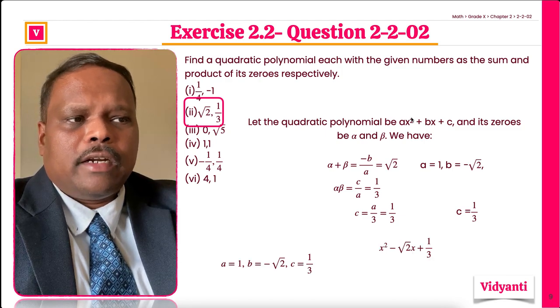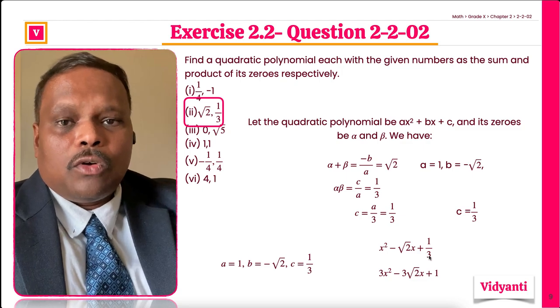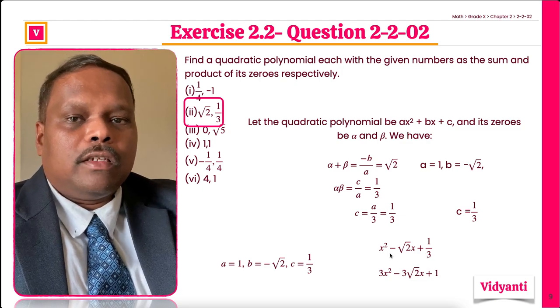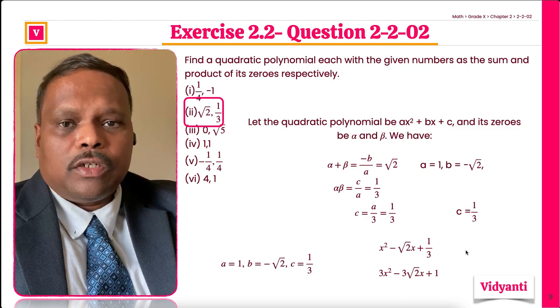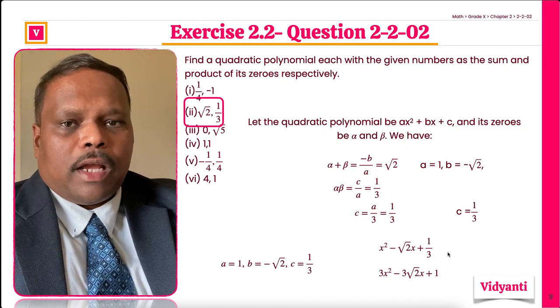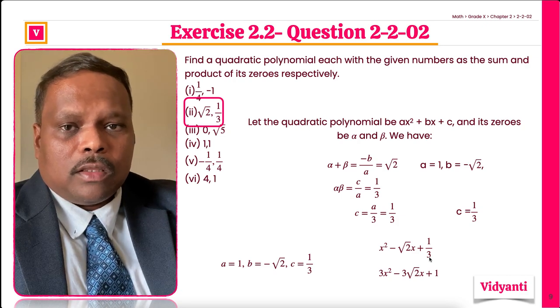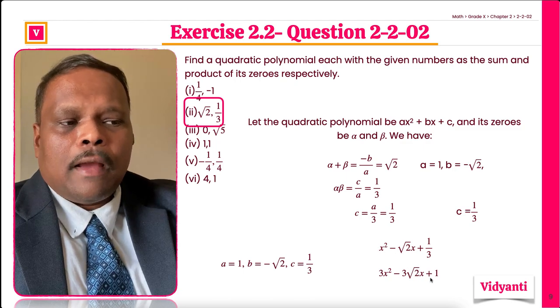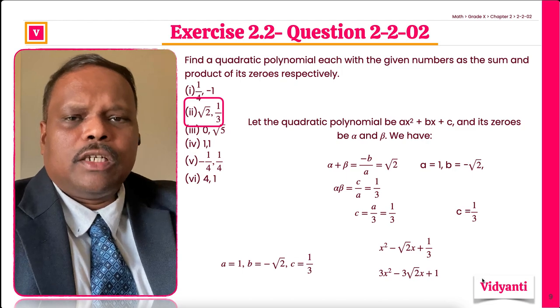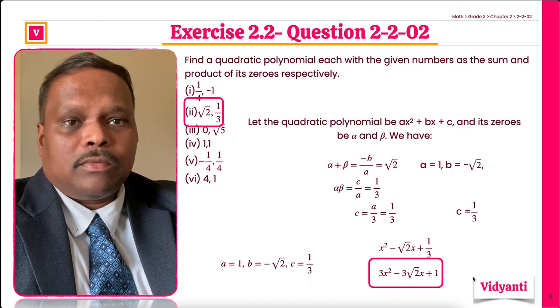We'll plug them into the standard equation, and that will come out to be x square minus root 2x plus 1/3. Or if you don't like the fraction, let's multiply everything throughout by 3, which is also okay because this is going to be eventually equal to 0. So we can multiply to manipulate the fractions. Let's multiply 3 to get rid of this 1/3 part. So it will become 3x square minus 3 root 2x plus 1. And eventually it will become 0 when we are calculating the root. But this is the polynomial, and that's the final answer.